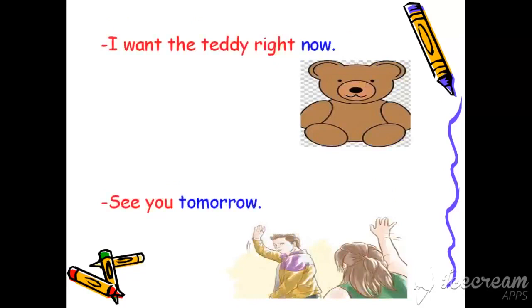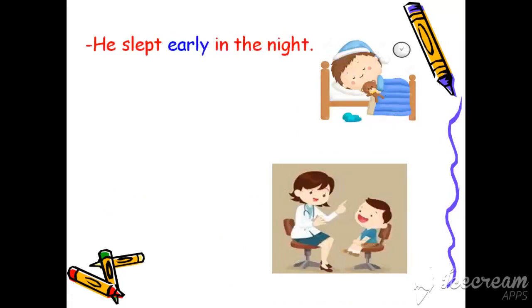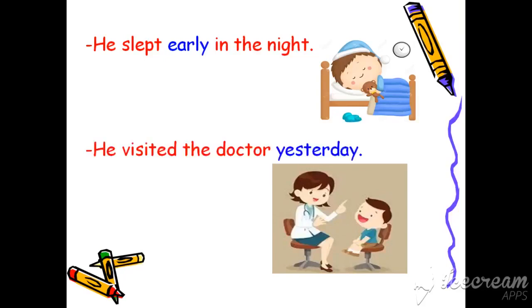I want the teddy right now. Now, هي الآن, is an adverb of time. It talks about the time. See you tomorrow. Tomorrow is an adverb of time. He slept early in the night. Early is an adverb of time. هي باكرا. فبتحكي عن الوقت. He visited the doctor yesterday. Yesterday is an adverb of time.